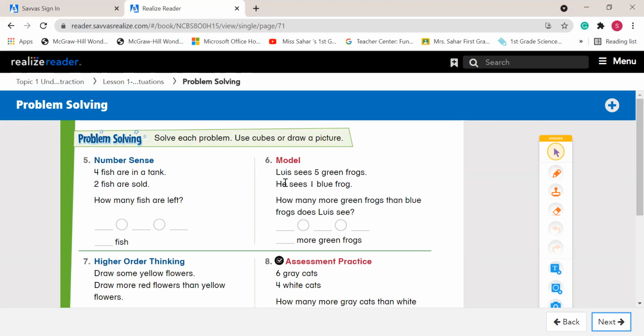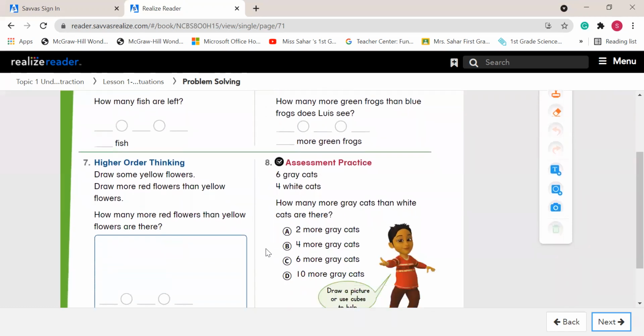2. Number 6. Louis sees 5 green frogs. He sees 1 blue frog. So how many more green frogs than blue frogs does Louis see? The same. You're going to put your big number first, subtract the blue frog, and then you have your answer. All right. Number 7.